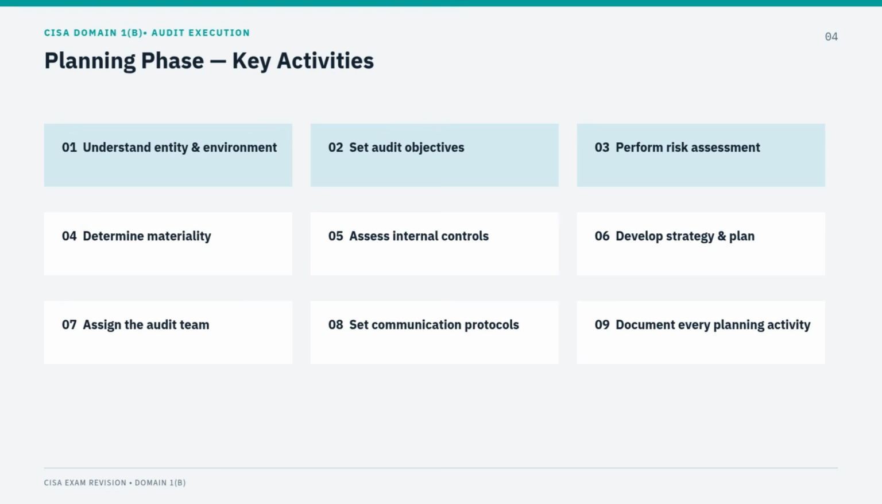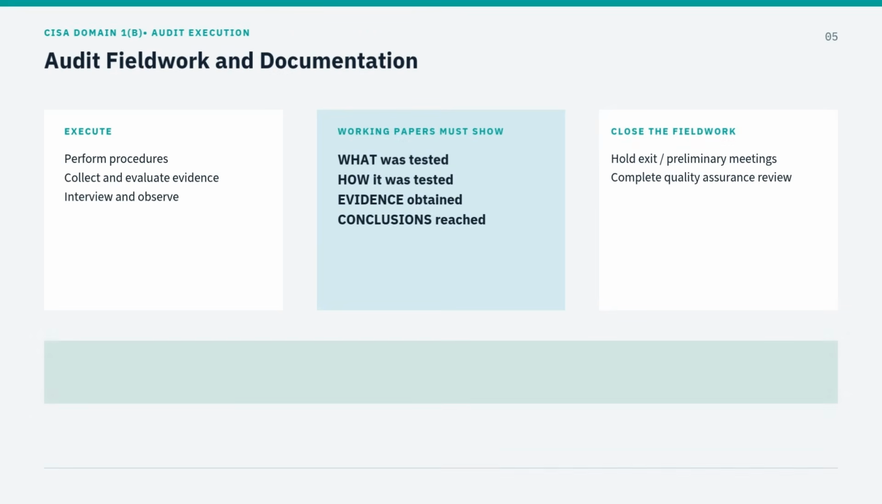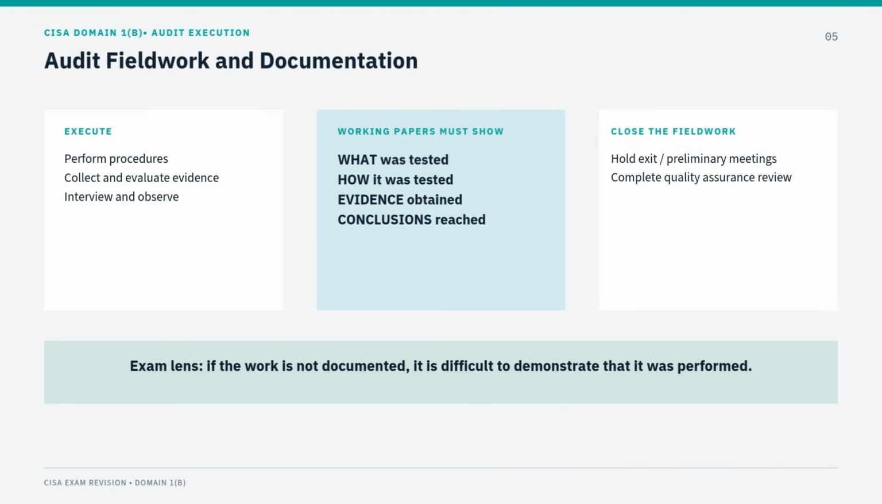During fieldwork, auditors perform procedures, collect evidence, conduct interviews and observe processes. Working papers must clearly demonstrate what was tested, how it was tested, what evidence was obtained and what conclusion was reached. If it is not documented, demonstrating the work becomes difficult.